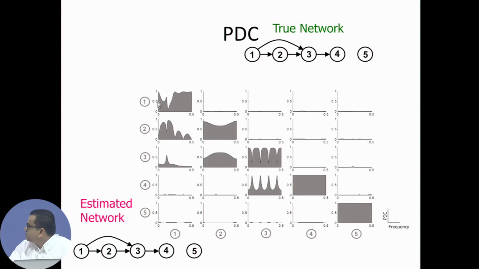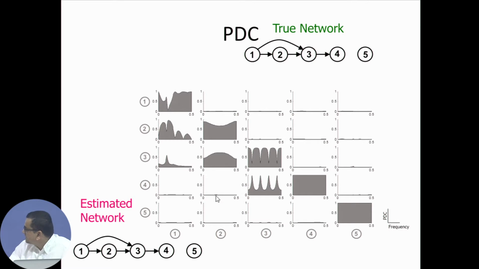So here it shows 1 influencing 2, influencing 3, it doesn't influence 4, doesn't influence 5. But if you apply pairwise, if you compare 1 with 4, pairwise would show information flows from 1 to 4. But here you are looking only at direct information.